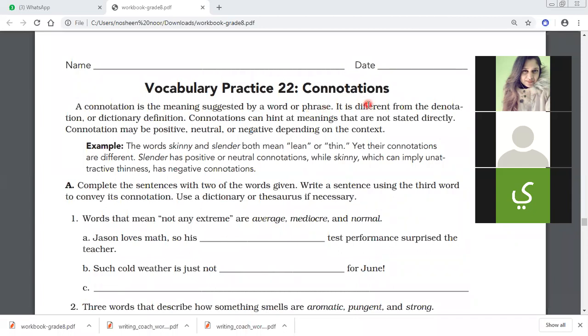For example, look over here. It is different from the denotation or dictionary definition. Connotations can hint at meanings that are not stated directly. Connotation may be positive, neutral, or negative, depending on the context. So this is about the connotations. Is there any question that you want to ask me about connotations?